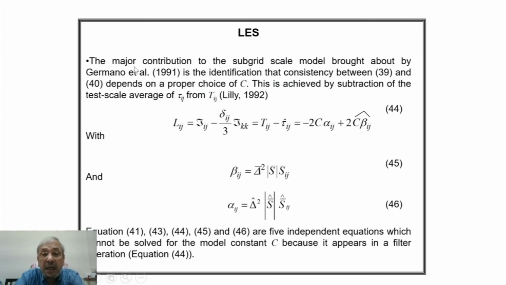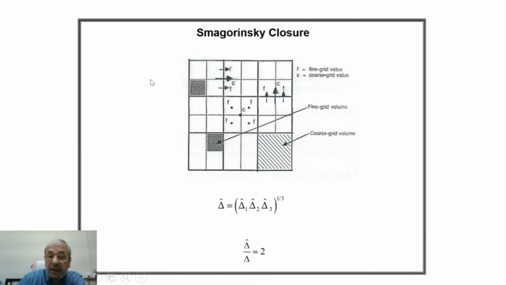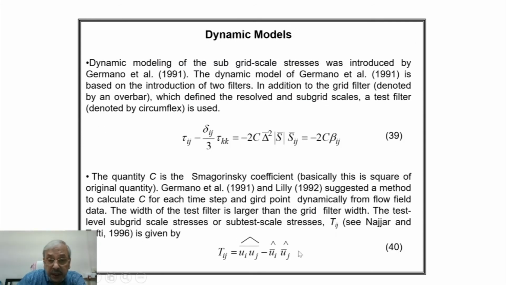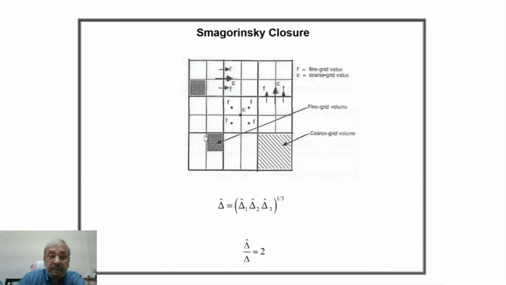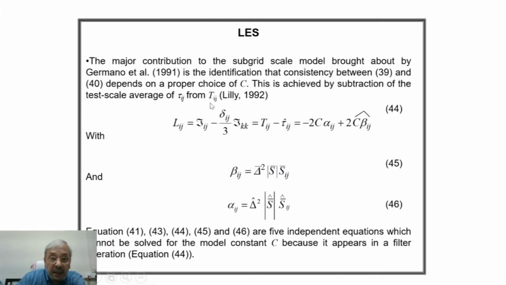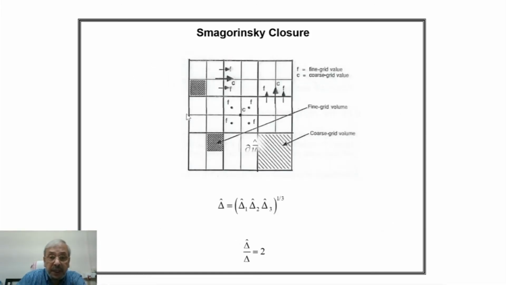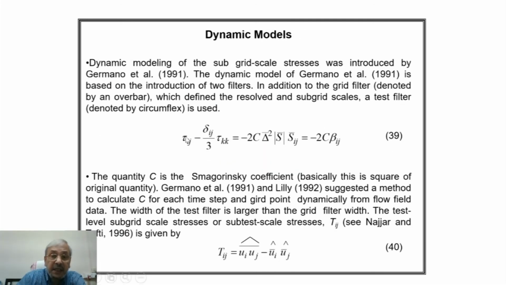The major contribution to the subgrid scale model brought about by Germano, I have already mentioned about it, but here emphatically the contribution which is highlighted is the identification of the consistency between equation 39 and 40. That means consistency between this equation, which is test level subgrid stress or sub-test scale stresses, test level subgrid stress and the grid level subgrid stress, they are identical. That means we can establish a relationship between, again, this Tij and tau ij.